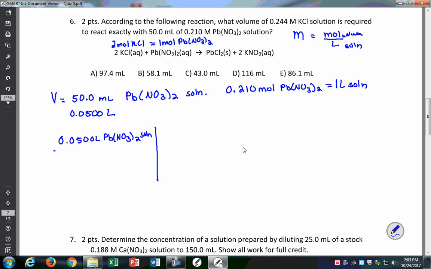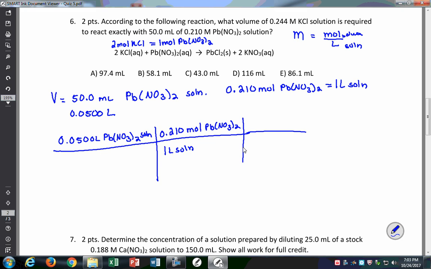So I'm going to use my concentration to figure out how many moles of Pb(NO3)2 solution I have in my flask. So I'm going to divide by my liter of solution, and that tells me that I have 0.210 moles for every liter. If I figured out that number, that would give me the moles of Pb(NO3)2 that I actually have.